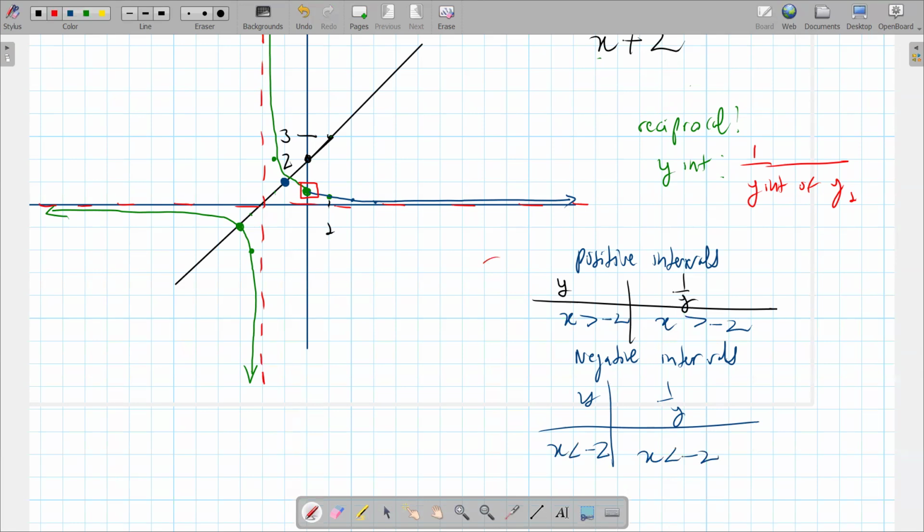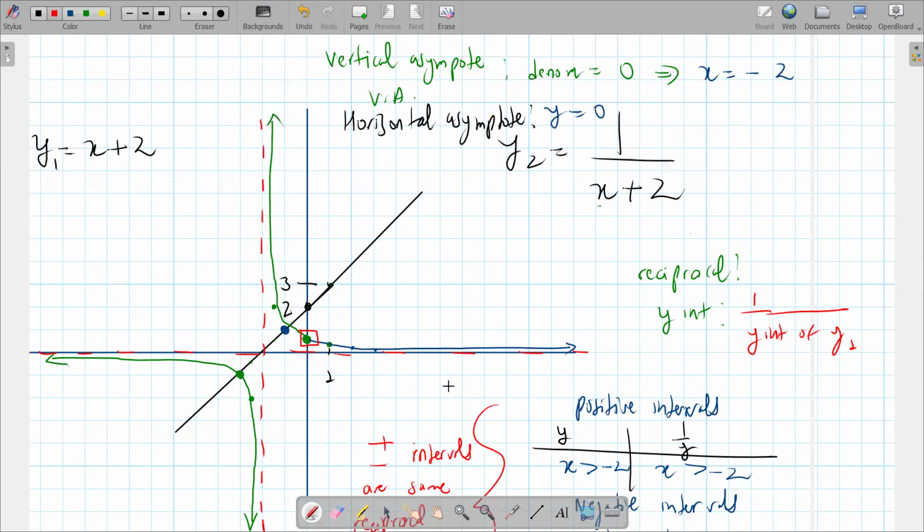So what does this mean? Positive and negative intervals are the same for the reciprocal and its parent function. So that is unchanged. If you have one, you have the other. Okay? That's pretty straightforward.